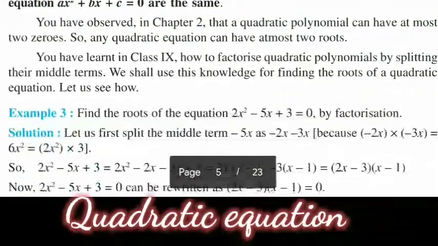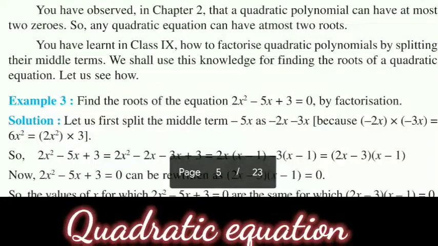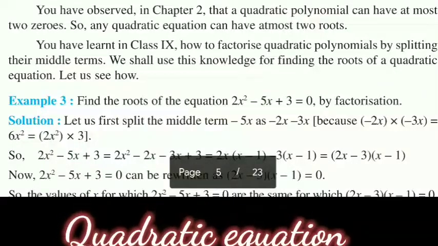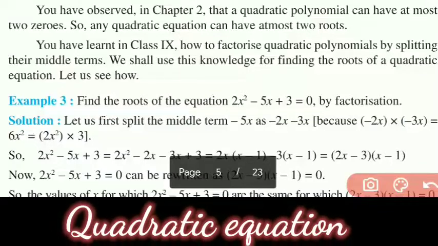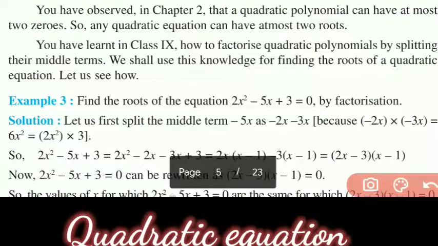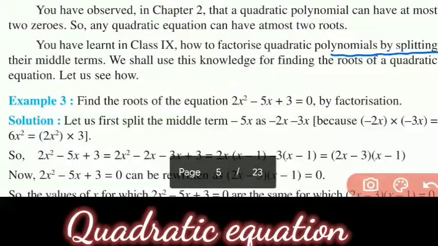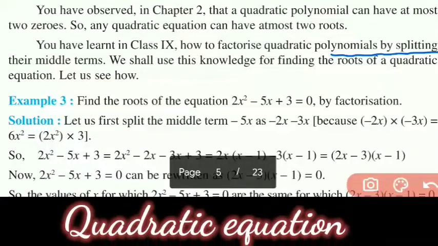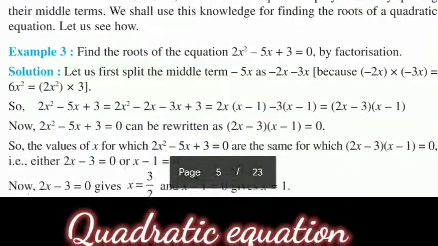Now you have observed in chapter 2 that a quadratic polynomial can have at most 2 zeros. In the previous class I told you a quadratic equation has a maximum of 2 zeros, because it is written over there also. You learned in class 9 how to factorize quadratic polynomials by splitting the middle term. We shall use this knowledge for finding the roots of a quadratic equation. Let us see some examples.